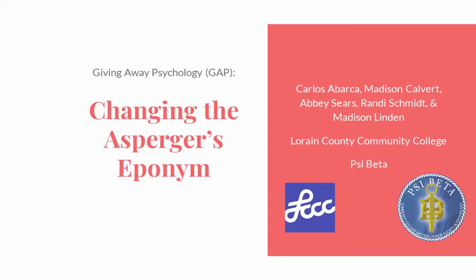Psi Beta National Honor Society is the 2-year honor society for students at community colleges. Here at Lorain County Community College, we have a chapter in Psi Beta, and we would like to present a discussion today on the Asperger's eponym. There will be a petition for you to sign if you are interested at the end of the presentation. We hope you enjoy this presentation as it hopes to educate you about the Asperger's eponym and autism in general. Thank you for your time, and I hope you enjoy today's presentation.